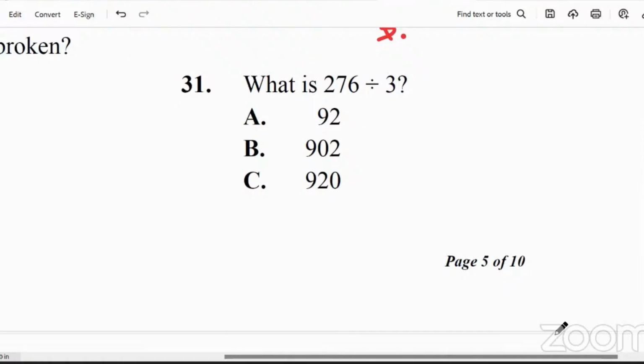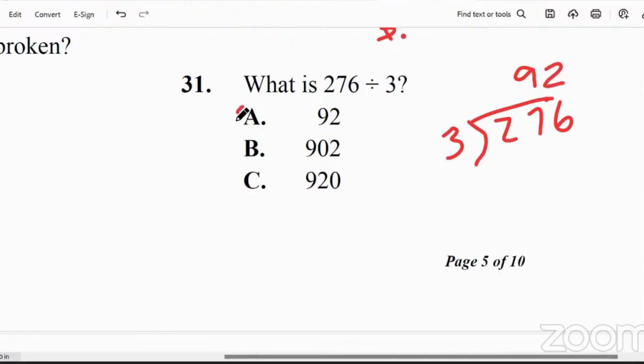All right, so what is 276 divided by 3? Another division question. All right, so when we're dividing, we try to divide the first number by 3. That's less than 3, so we have to use two numbers. So we're going to be doing 27 divided by 3. 27 divided by 3, that's 9. Okay, and then 6 divided by 3, that's 2. So the answer is A, 92.